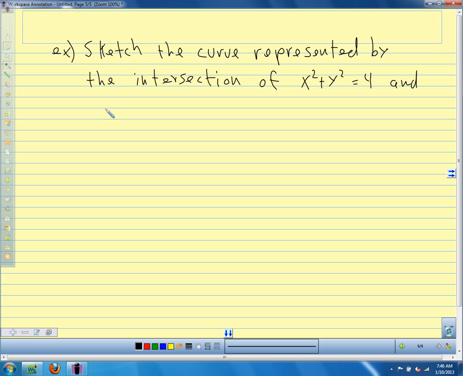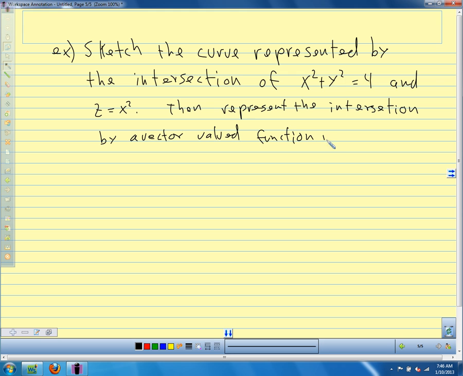And z equals x squared. Then we want to represent the intersection by a vector valued function, with the parameter, sorry, with x equals 2 sine t.